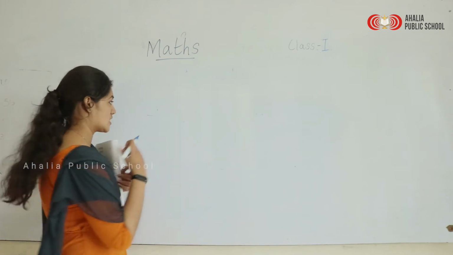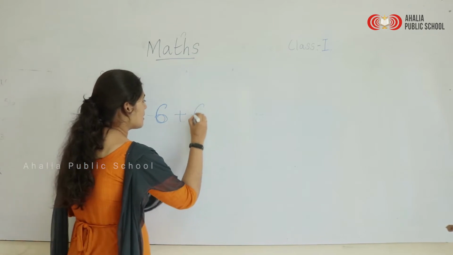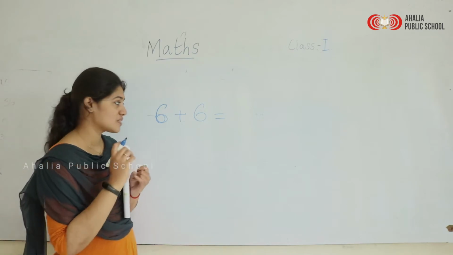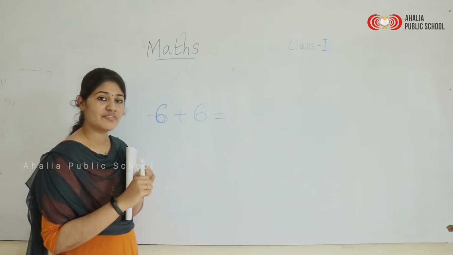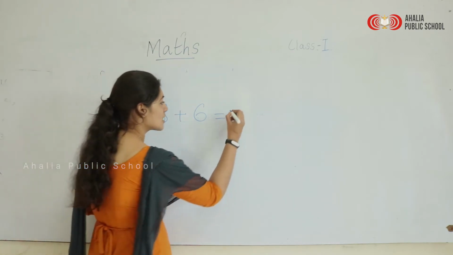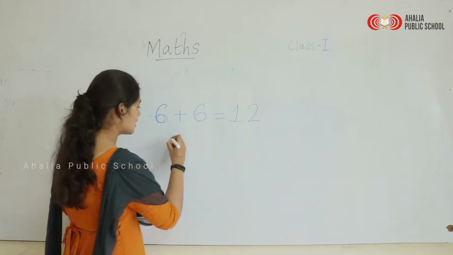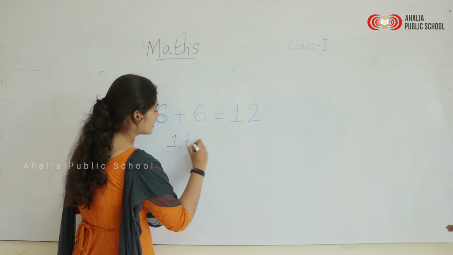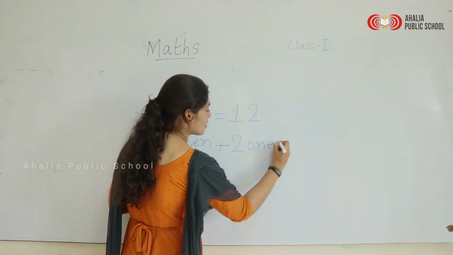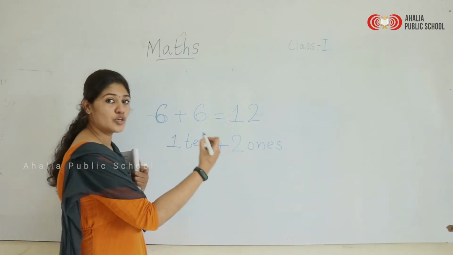6 plus 6. The number 6 plus a number 6. What will it form? 6 plus 6. From 6 count 6 more numbers. 7, 8, 9, 10, 11, 12. The number is 12. This two digit number 12 means that 1 ten plus 2 ones.